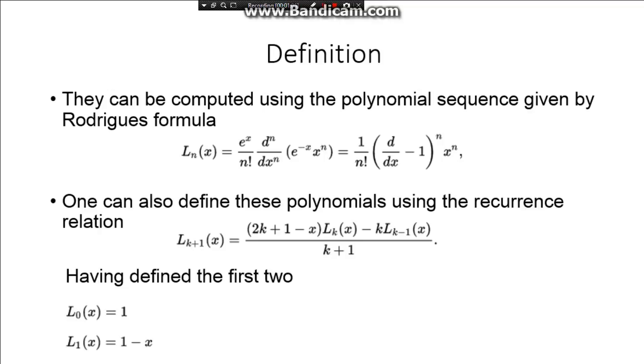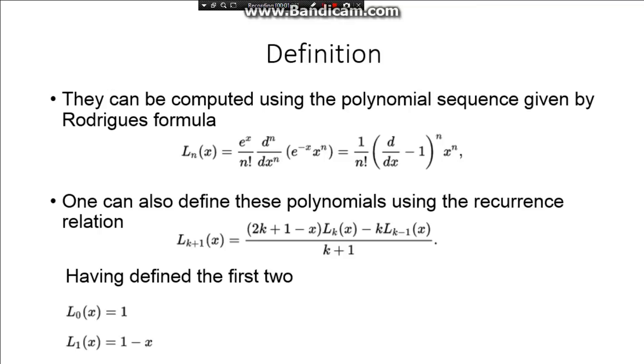We can define Laguerre polynomials using Rodrigues's formula, which is given as: the nth Laguerre polynomial of x is equal to e raised to x upon n factorial into the nth differential of e raised to minus x into x raised to n with respect to x.